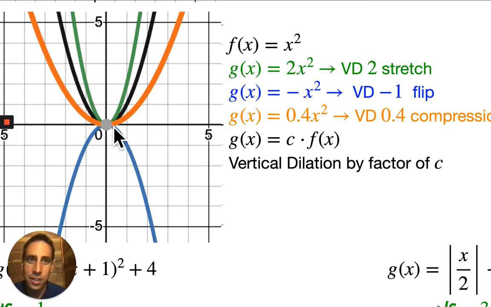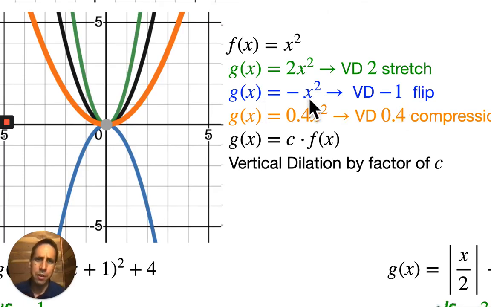vertical dilation times 2. We'll call that a stretch, because if you took the x squared black parabola and you just stretched it like it was all printed on Play-Doh, and you just pulled it apart, everything gets stretched upwards. The stretch is a special kind of dilation.